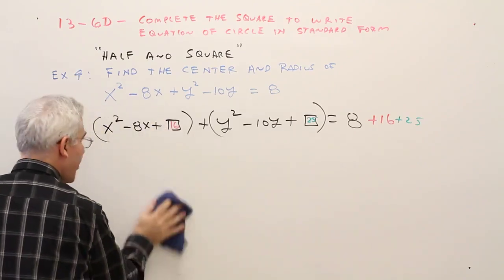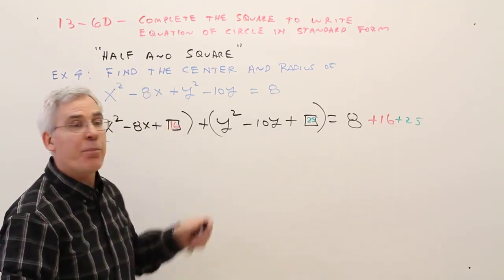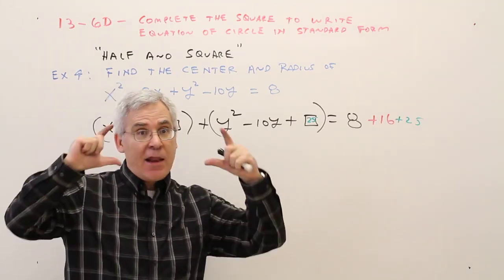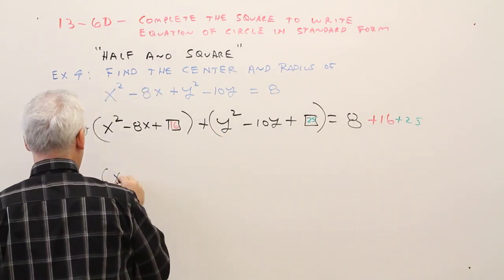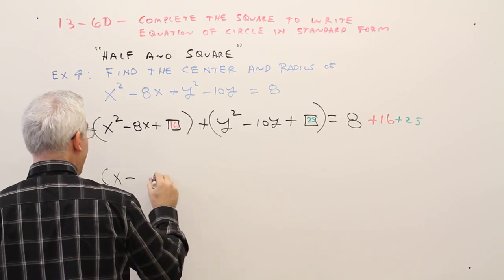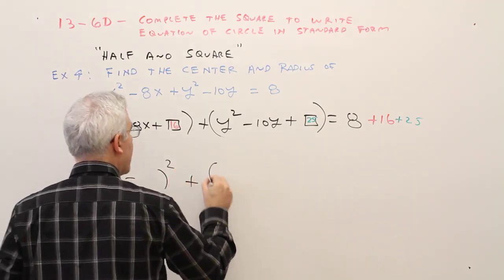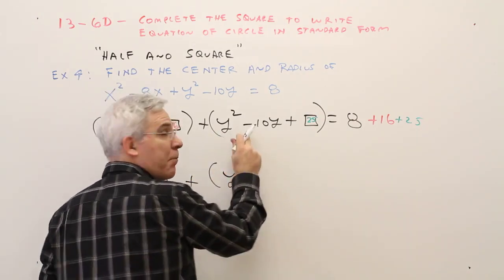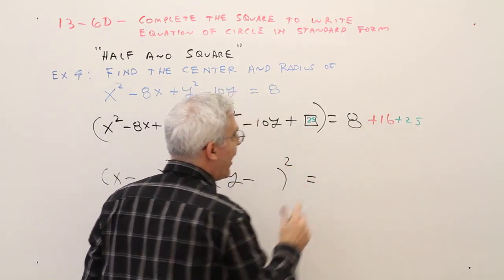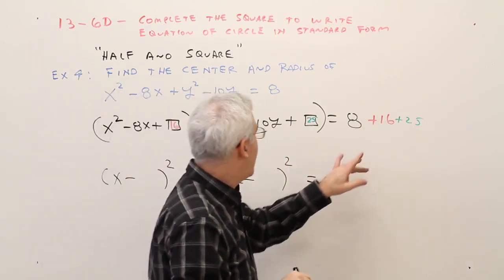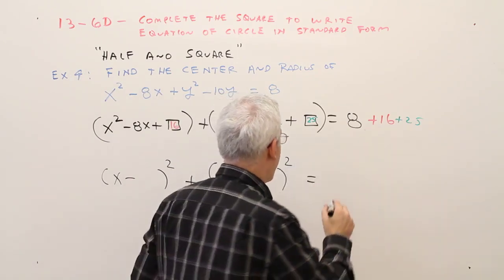Okay, so what I have now are two perfect square trinomials, and I can make them be a binomial squared. So this will be x, that sign, minus something squared. This will be y minus that sign something squared. And I'll add all of that up, and I'll get 49.